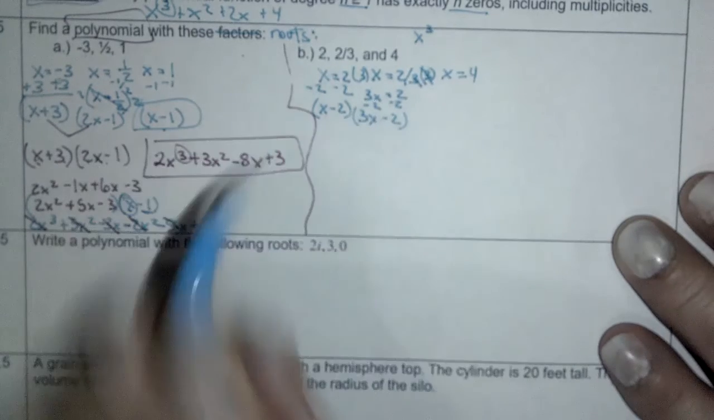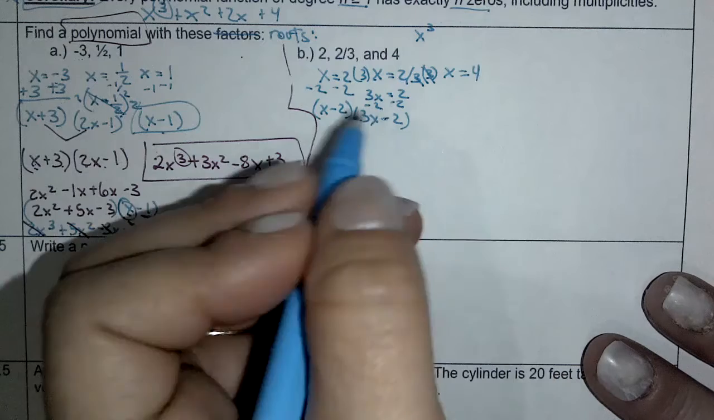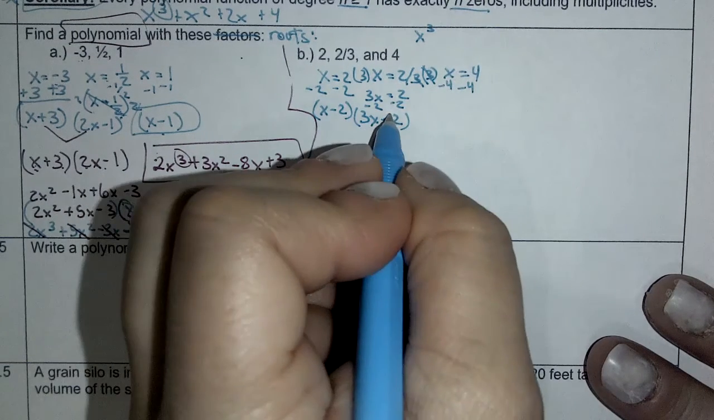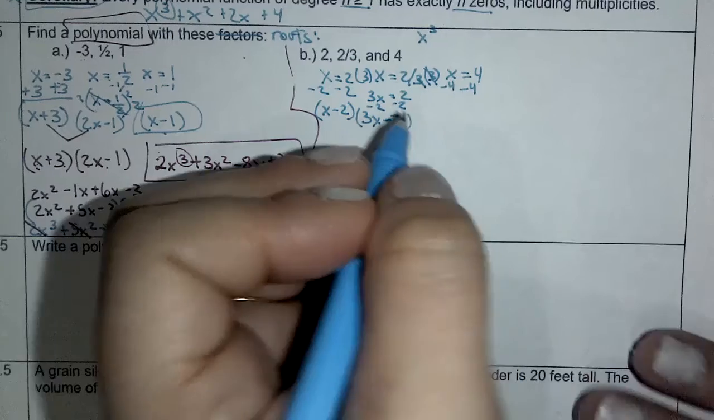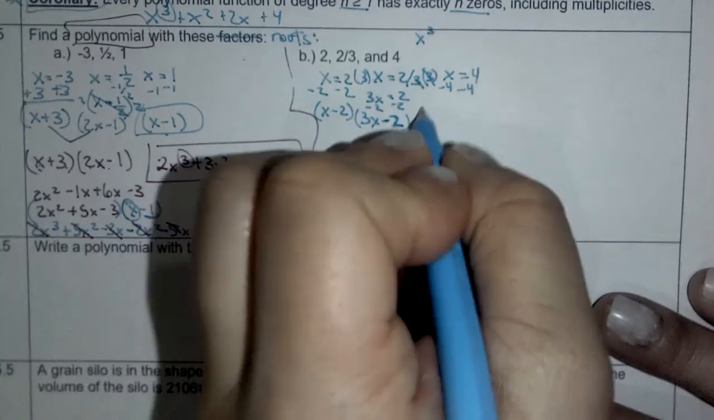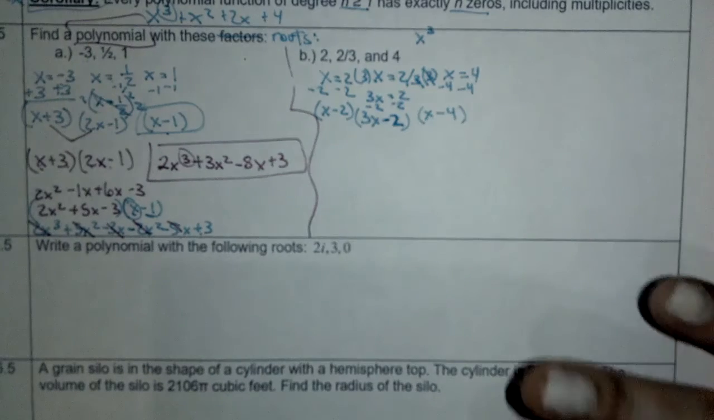Once again, it works either way, and you could leave it in fraction form too. It doesn't matter. I just prefer not to be multiplying stuff by fractions and then adding fractions together, which I assume most of you don't want to do either. So this is going to be x minus 4 when I subtract 4 from both sides.